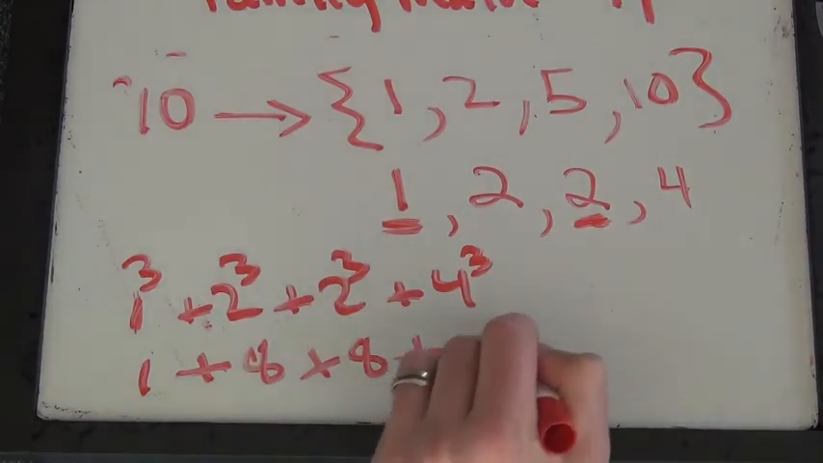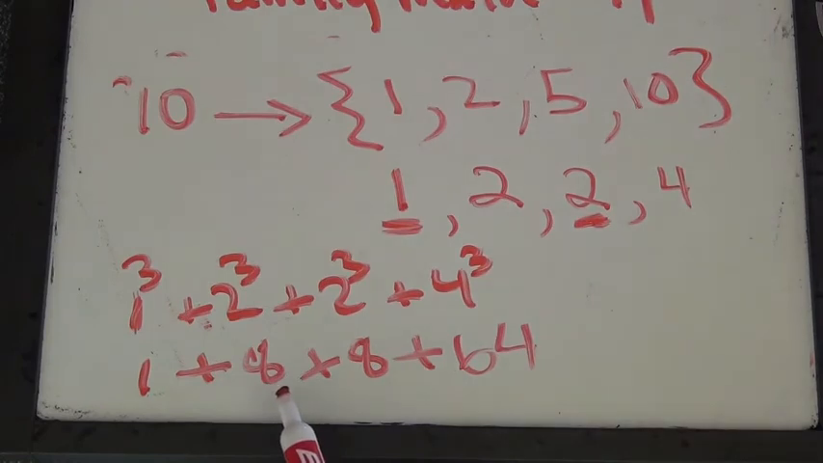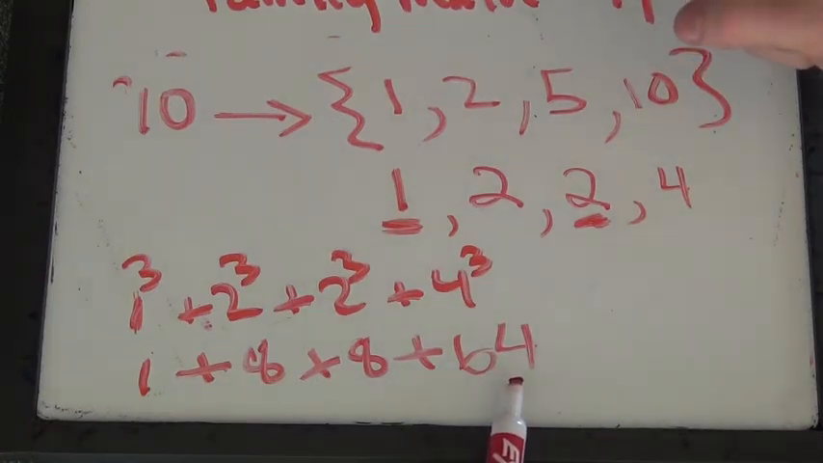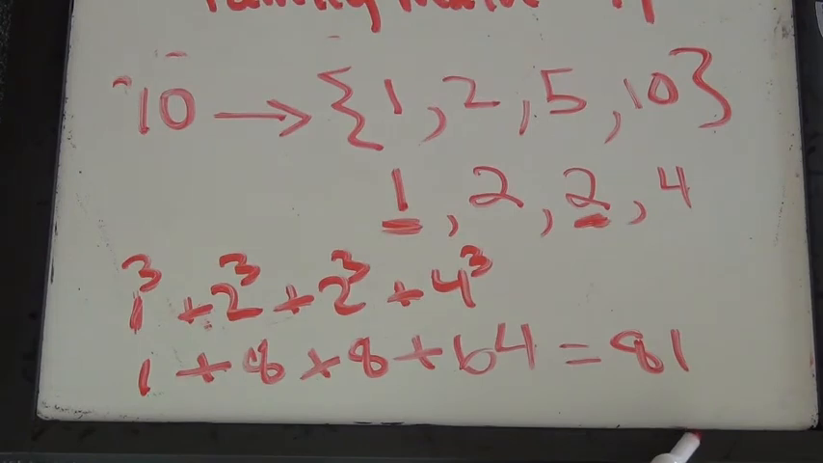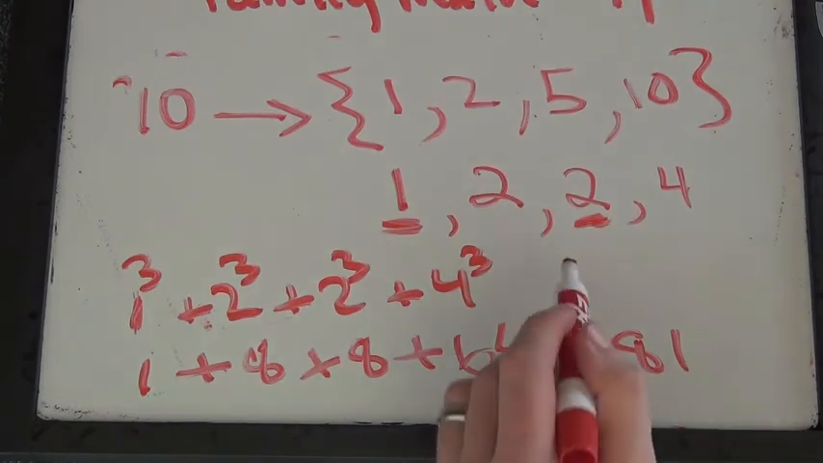64. Okay. And so what is 1 plus 8? 1 plus 8 is 9. Plus 8 is? 9 plus 8 is 17. And 17 plus 64 is? 81. Is 81 a square? Yeah, it's 9 squared. Okay.